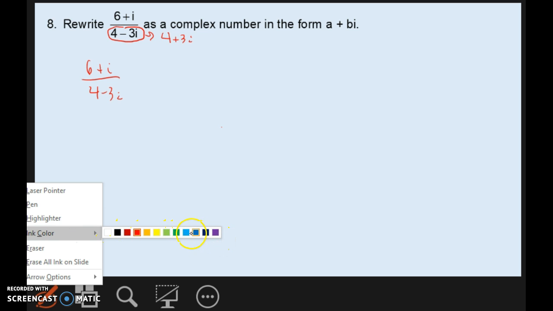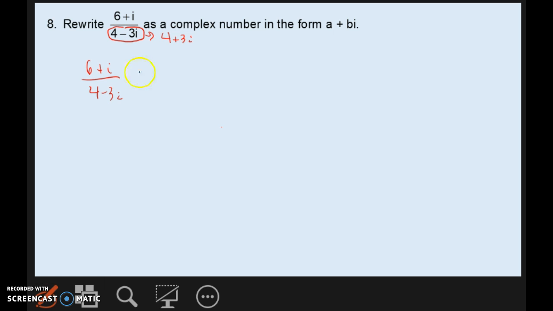I'm going to multiply the top and bottom by 4 plus 3i. Multiplying the numerator, 6 times 4 would give me 24. 6 times 3i was 18i. i times 4 is 4i. And i times 3i would be 3i squared. In the denominator, I'm just going to multiply the first part, so 4 and 4 is 16. Negative 3i times positive 3i is negative 3i squared.